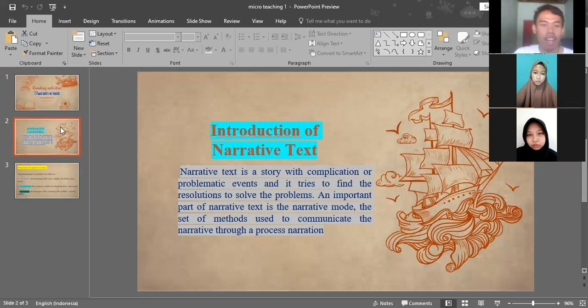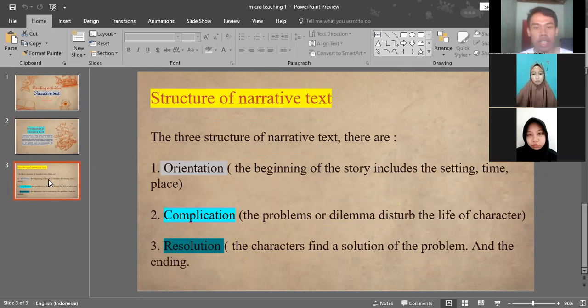Okay. After we know what narrative text is, let me show you the structure of narrative text. What is the structure of narrative text? Every text in English, like procedure text, recount text, and so on, has a structure, because the structure of the text builds the text. In a narrative text, there is a structure.